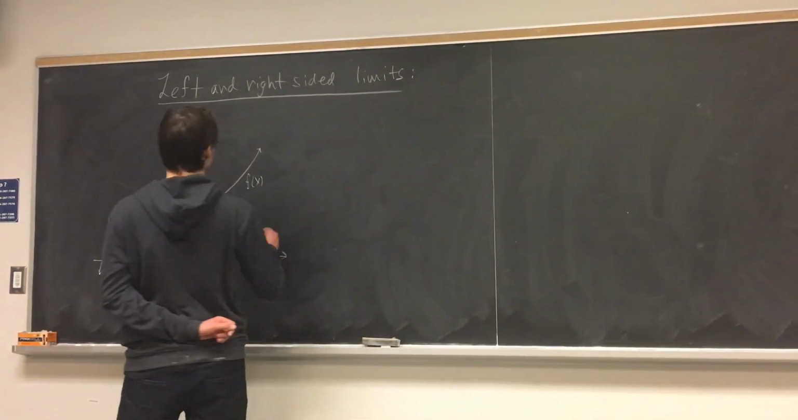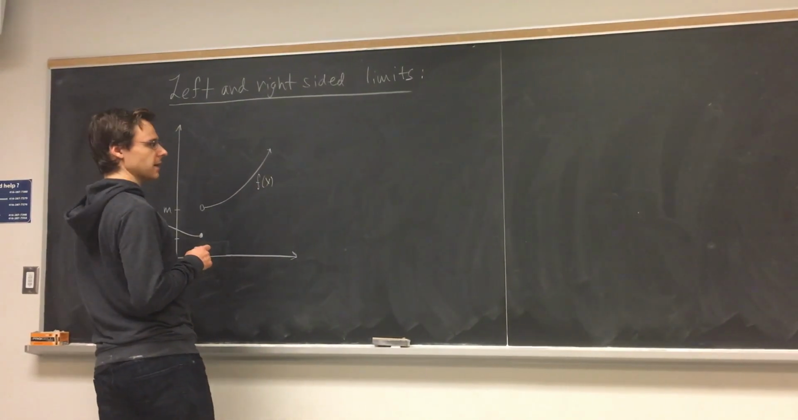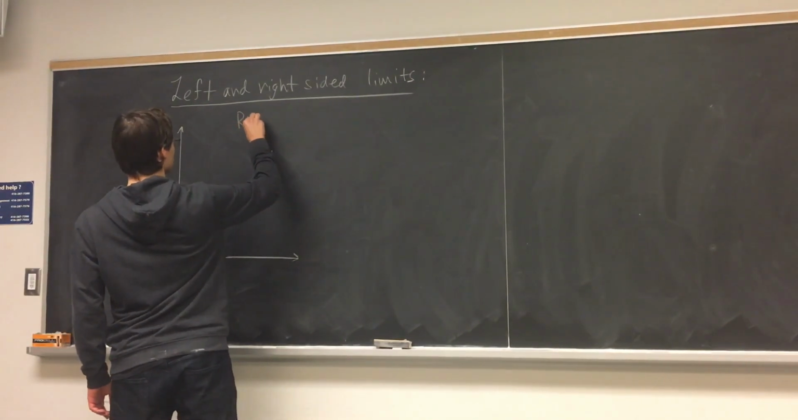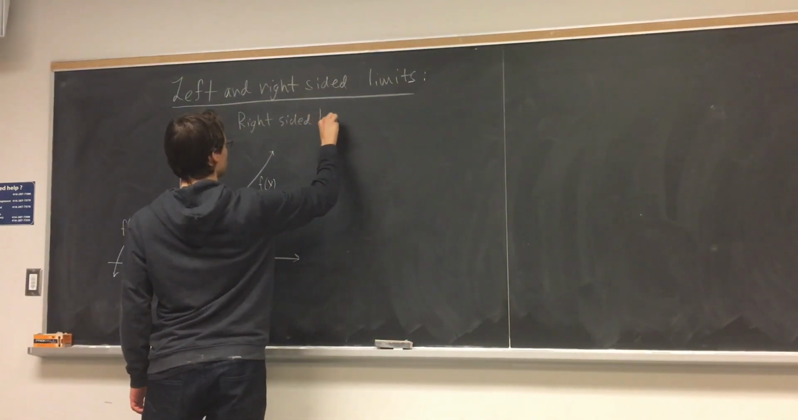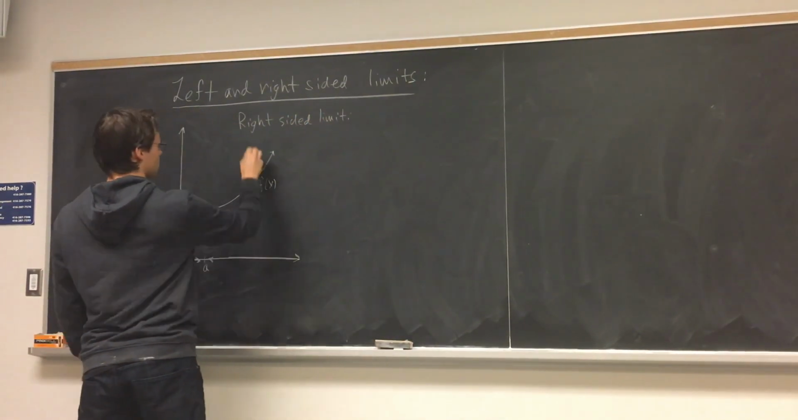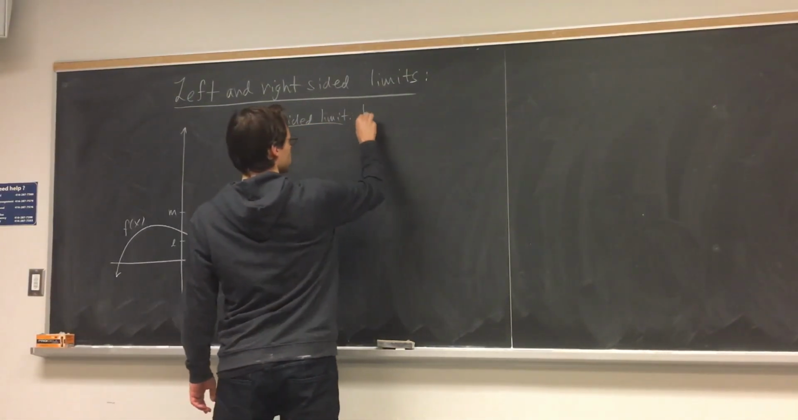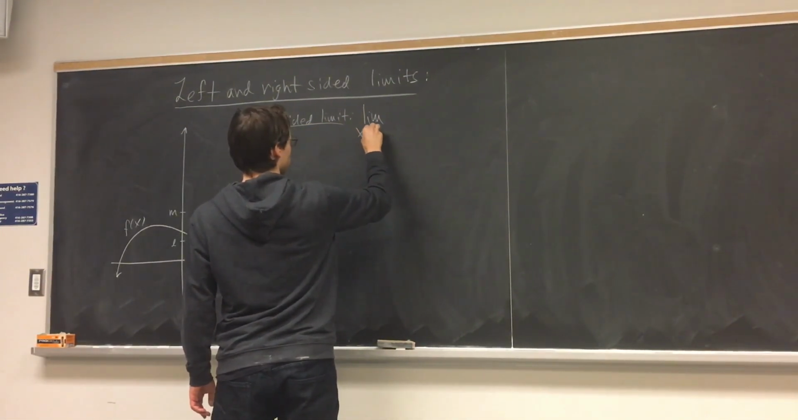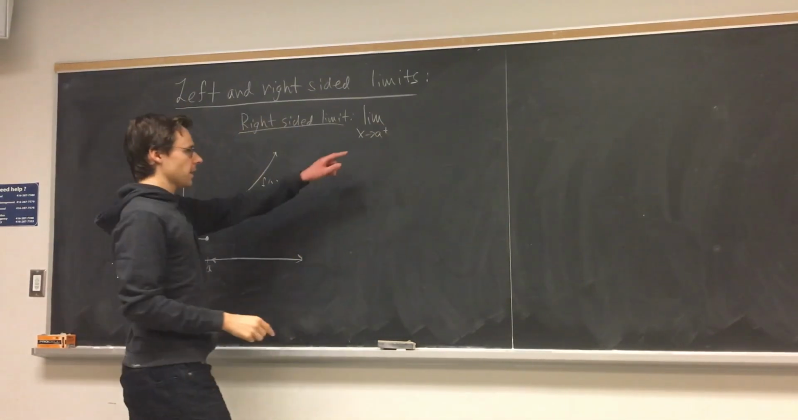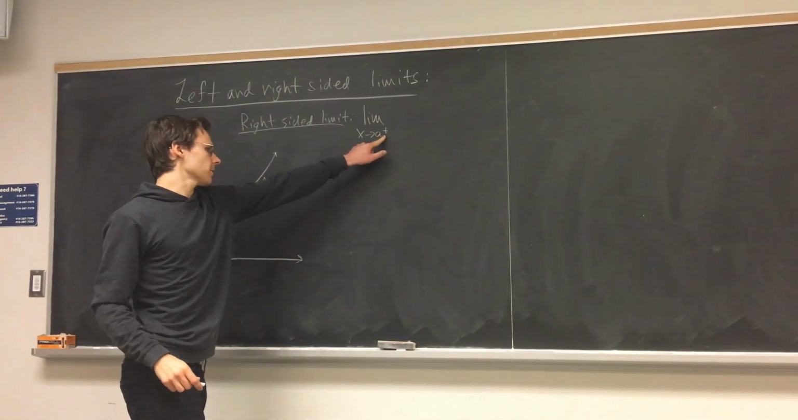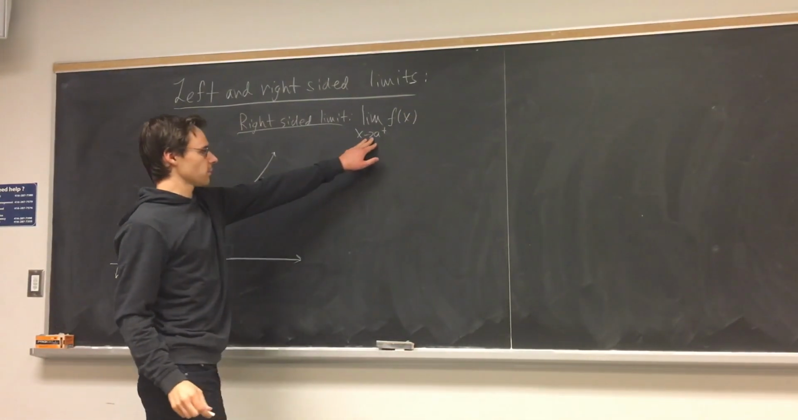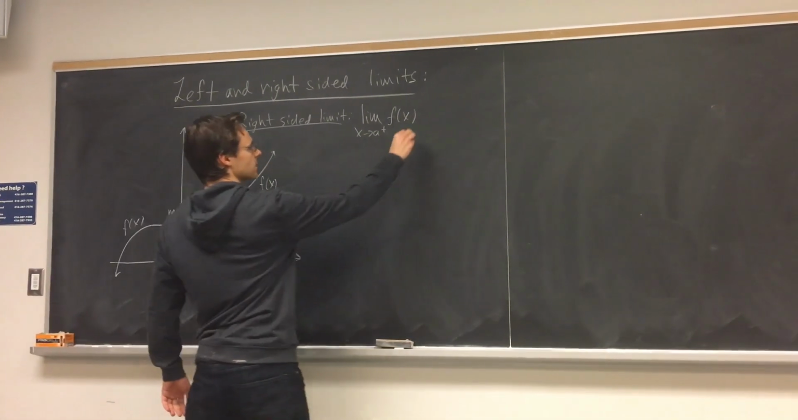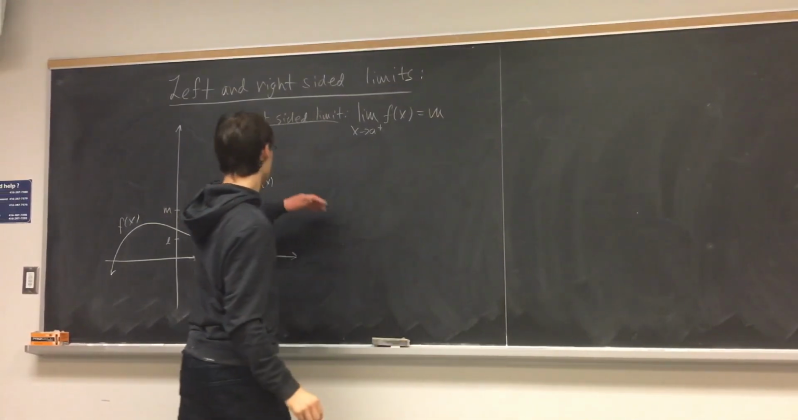How do you define them? Well, let's look at the right-sided limit first. Right-sided limit. How is it denoted, by the way? Limit as x approaches a from the positive side. We're going to put a little plus up at the a, of f of x. Okay? We denote the limit from the right side like this. We're going to say that this equals m, in this case that we have.